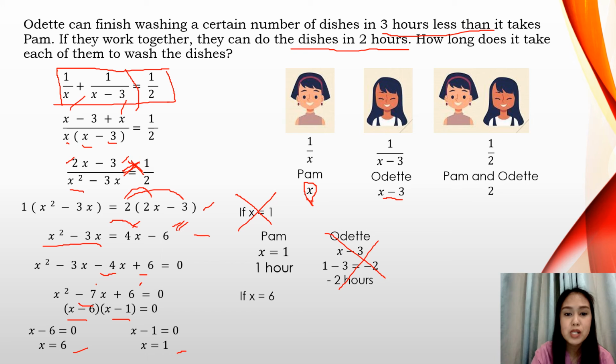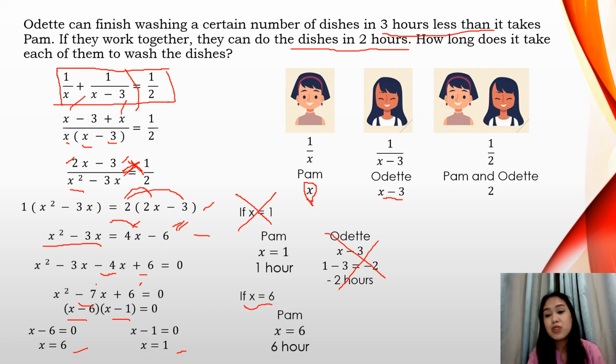Now, if we use x is equal to positive 6, therefore, Pam can finish washing the dishes in 6 hours.